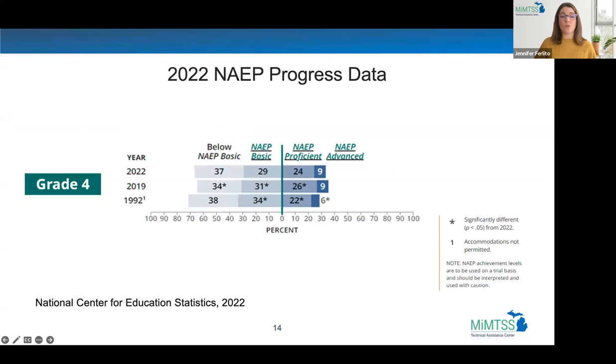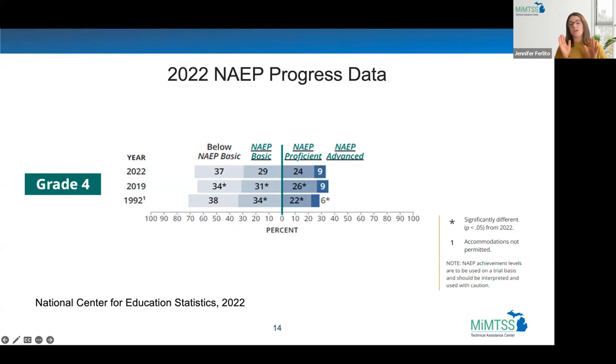So we have NAEP data, and NAEP is the National Assessment of Educational Progress. It's managed by the National Center for Education Statistics through the U.S. Department of Ed. And information about the NAEP includes state-specific data, and it can be found on their website. So I encourage you to check it out.